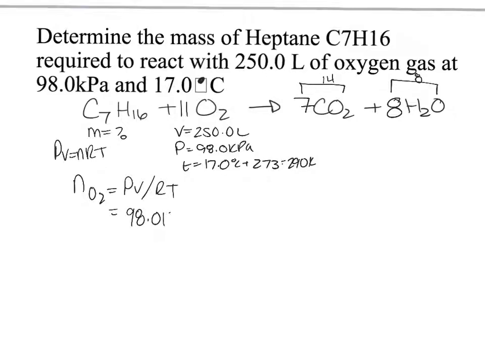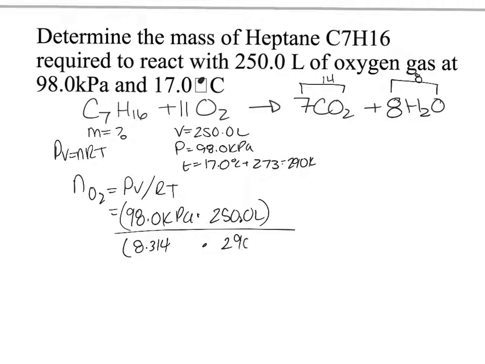So I'm going to have 98 kPa times the 250 liters. Remember that on your calculator you should do this in brackets first. Then we're going to divide it by the R, and then we are going to times it by the temperature. So 98 times 250, and then divided by 8.314 times 290. So I get 10.16150573.